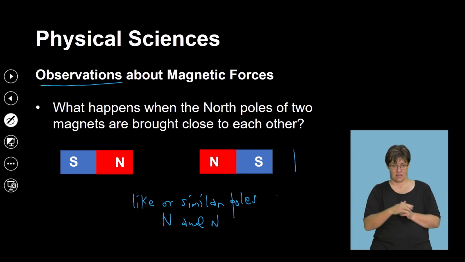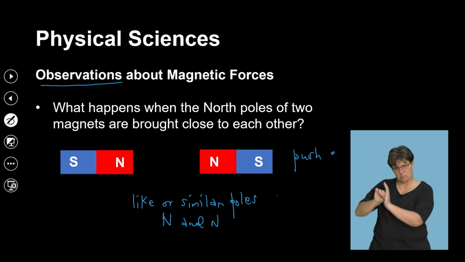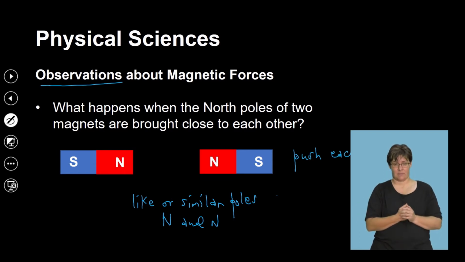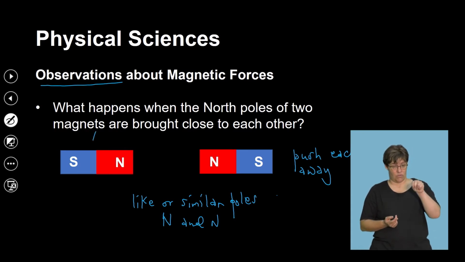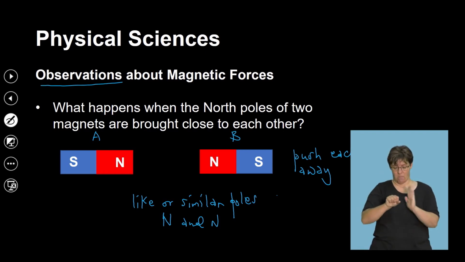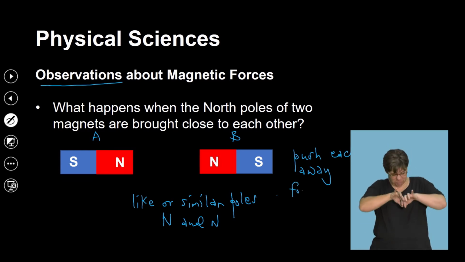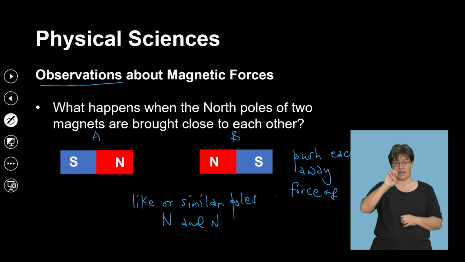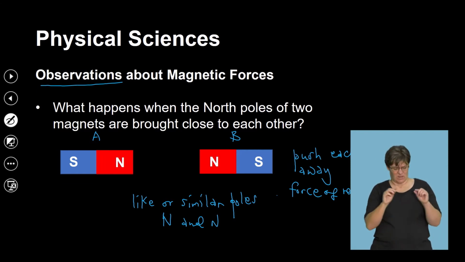So these two will actually push each other away. What does that mean? It means the north pole of magnet A pushes away the north pole of magnet B. These two poles tend to repel each other. So there's a force of repulsion. This is the observation: even if you try to bring them closer, they tend to push even harder away.